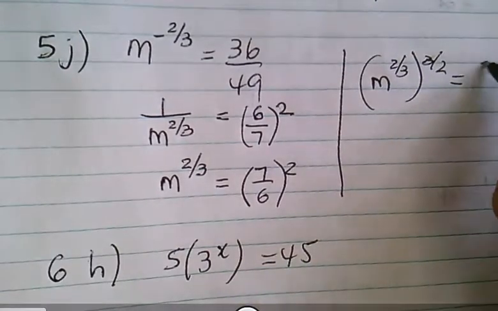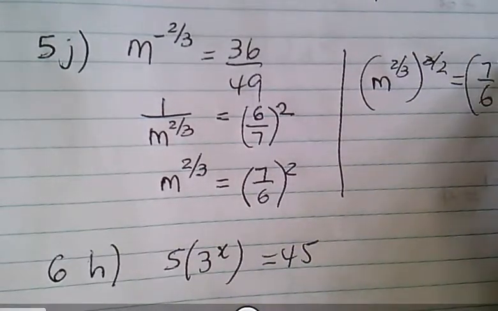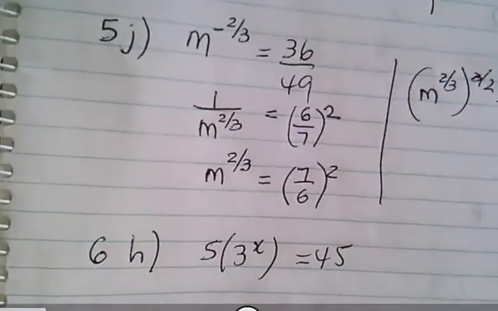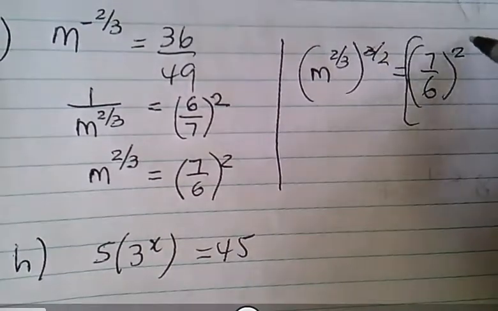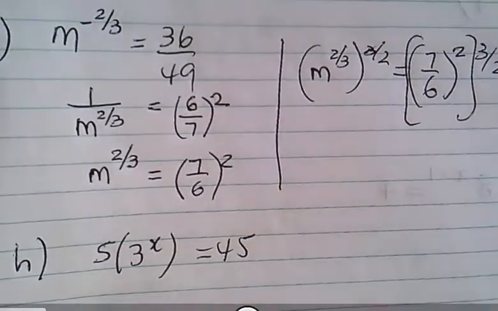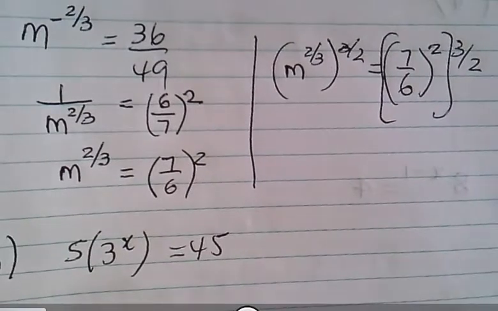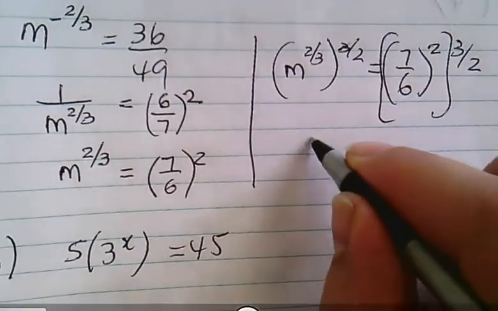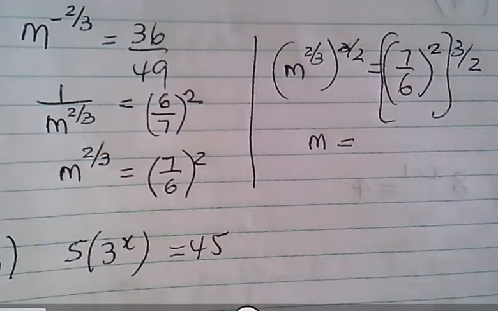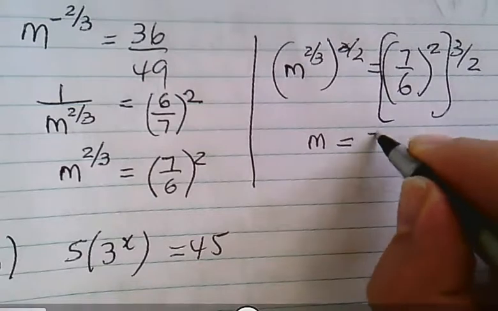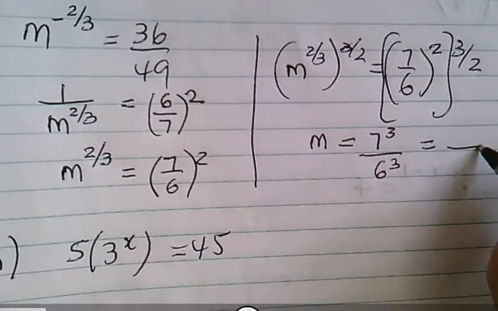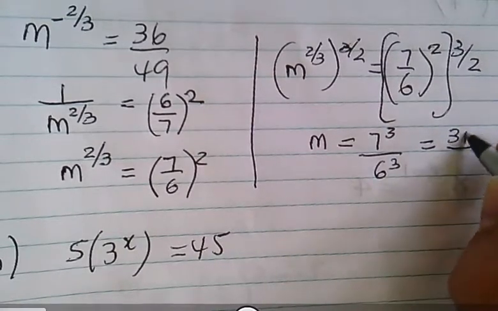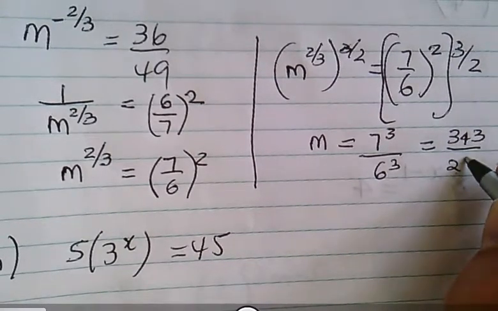3 over 2. So m equals 7 over 6 squared to the power of 3 over 2. Yeah? So what have we got on the left? M equals, what's 2 times 3 over 2? 3. So it's 7 cubed over 6 cubed. 6 cubed is 216. 343 over 216. Yeah.